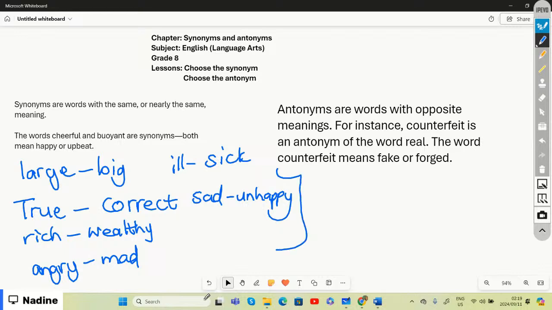These are but a few examples of synonyms, right? Synonyms. Words with the same meaning or words with nearly the same meaning, right? Large, big, true or correct, rich, wealthy, either I'm angry but I'm also mad. Angry and mad is the same. I'm feeling ill. I'm sick, sad, and unhappy. Those are synonyms, right? It's words with the same meaning or it is words with almost the same meaning.